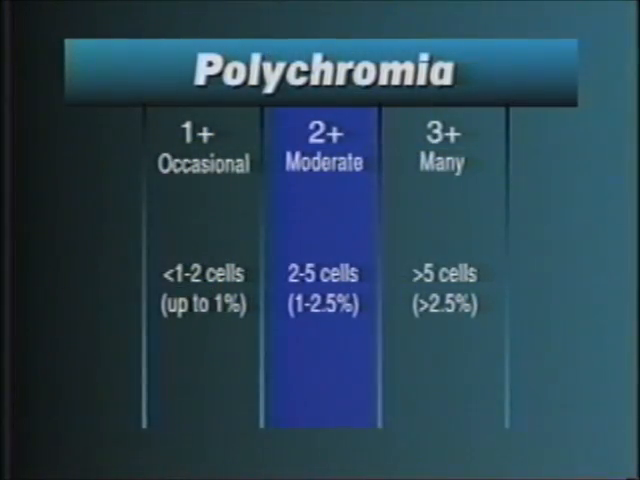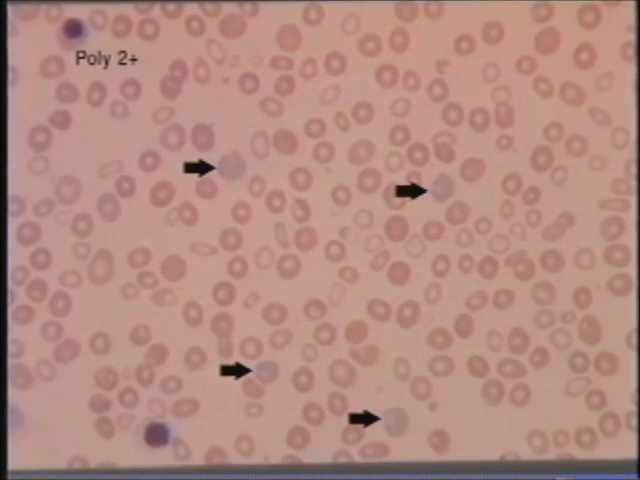If you saw between 2 and 5 cells on an average per field, it would be a 2+ poly. And if you saw more than 5 cells per field, you could again stop counting. It's 3+, and you need not go any further. In this patient example, we have 4 polychromatophilic cells in this field. And according to the criteria, that would be a 2+ if this is typical of the fields you see in this patient.